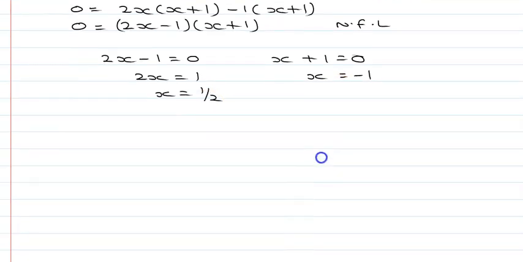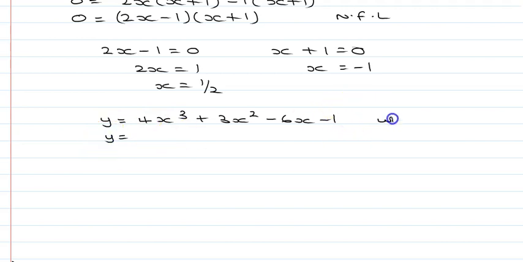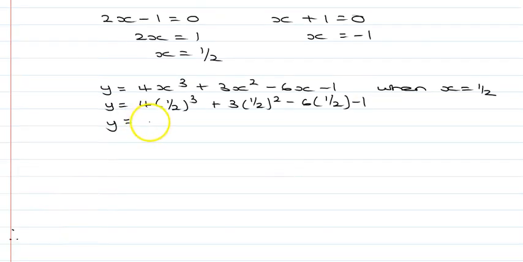Now, I should find those y coordinates. We can do that by subbing that back into the original equation, which was 4x cubed + 3x squared - 6x - 1. So firstly, let's do it when x = 1/2. We get 4 times (1/2) cubed + 3 times (1/2) squared - 6 times 1/2 - 1. Working all that out, you can use a calculator, you get -2 3/4.